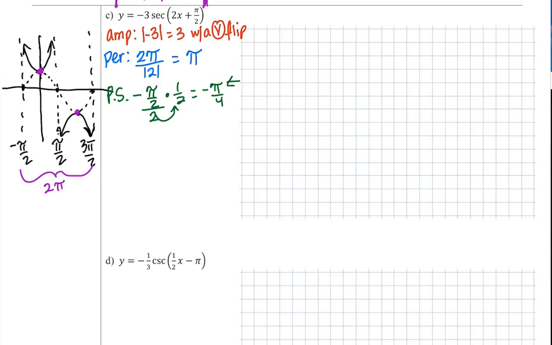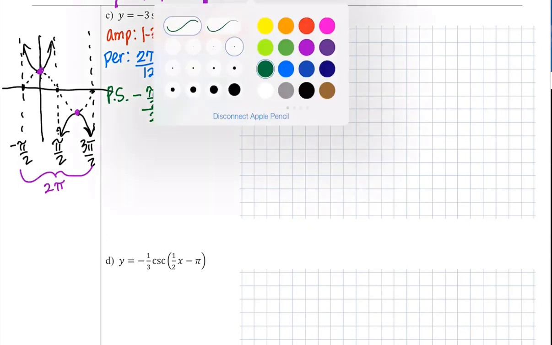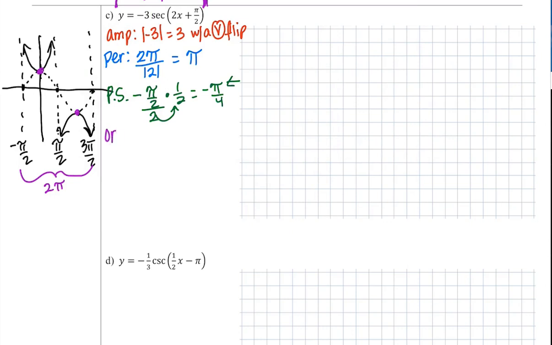Your asymptotes will move left. All your points are going to move left, pi over 4. And then one cycle of your graph will start at negative pi over 2. And we're going to take our horizontal action so that we can graph everything simultaneously, all of our transformations.